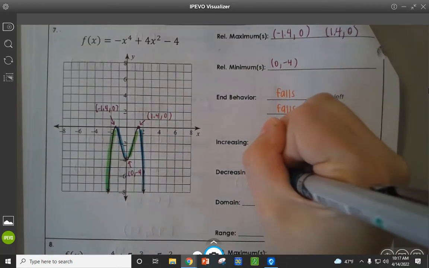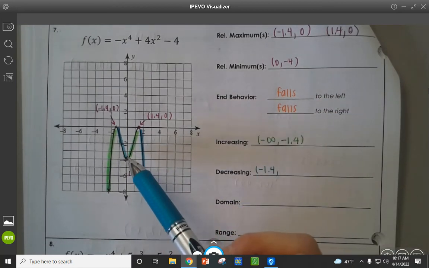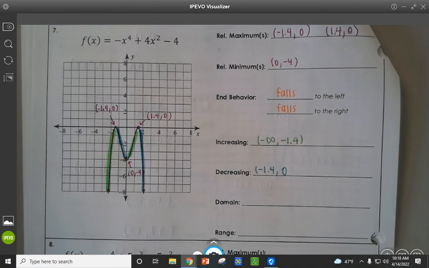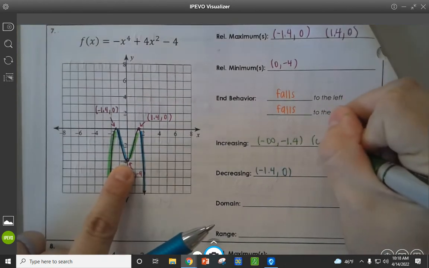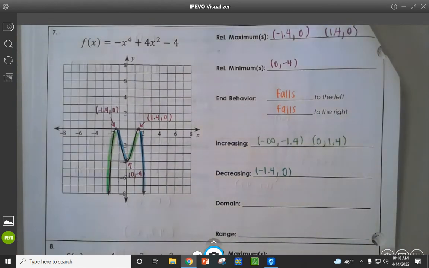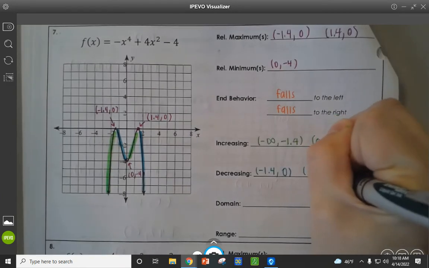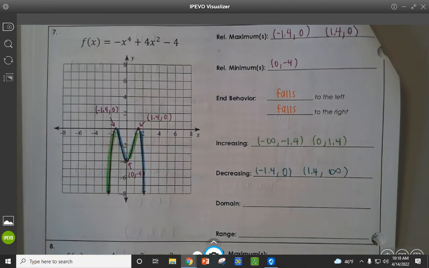There I am at -1.4. Where do I stop decreasing? 0. All right, so then I'm here at 0, and I increase till I get to 1.4. And there I am at 1.4. I decrease to infinity. Good. Any questions?